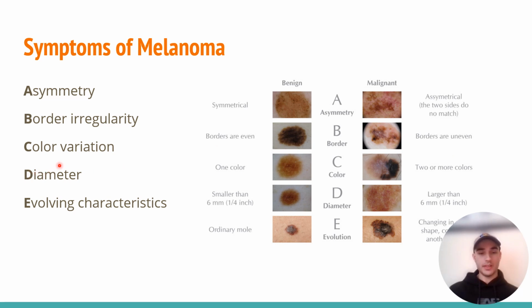Fourth is diameter. You really can't see this on pictures, but anything smaller than about a quarter inch is usually benign, and anything larger than that is cause for concern. And lastly, evolving characteristics. If the mole is getting bigger, if it's changing in color, if its borders are becoming uneven, that can be signs of melanoma. And as the cancer progresses and metastasizes, you can get more general symptoms such as fatigue, malaise, and weight loss.